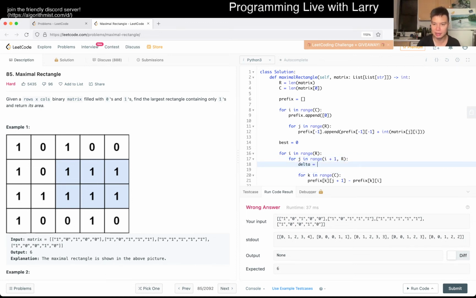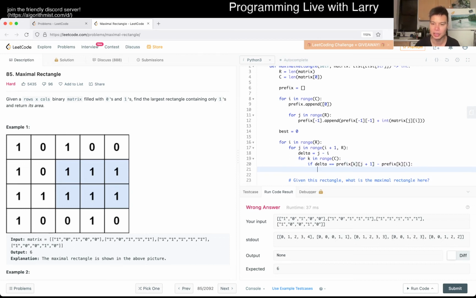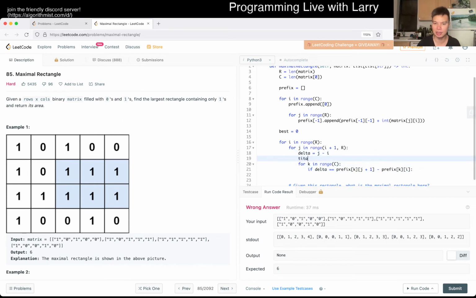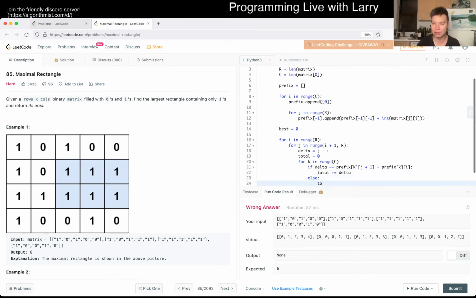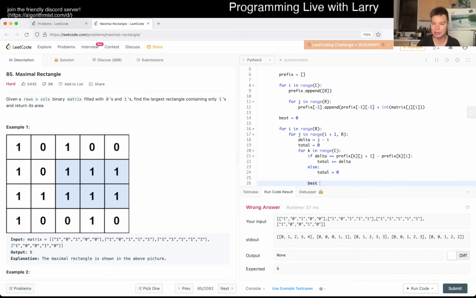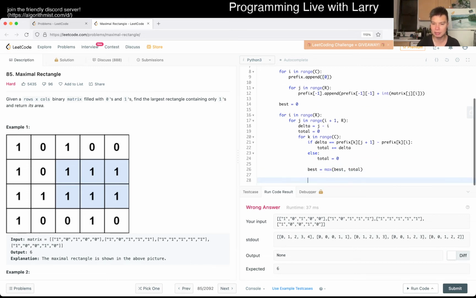So that's actually, write this here. This way we don't have to keep checking it, right? So if delta is equal to this thing, that means that the new column that we're adding is good. What happens? Well, then we can just do, let's start with total equal to 0. If this is good, then we add delta for adding the column, and otherwise we just set total equal to 0. And then we do best is equal to best total, and maybe that should be good enough.